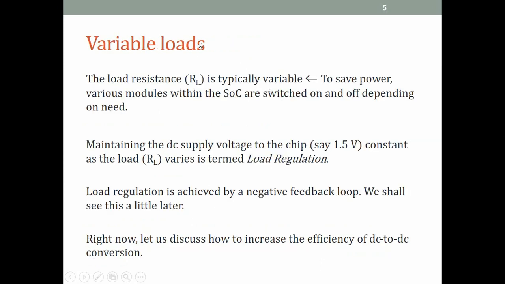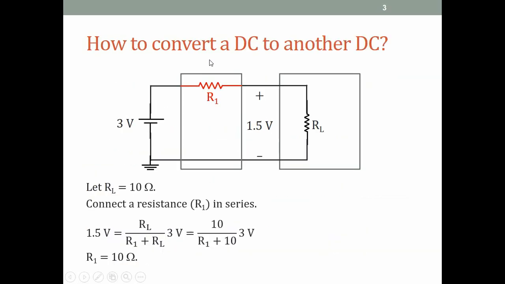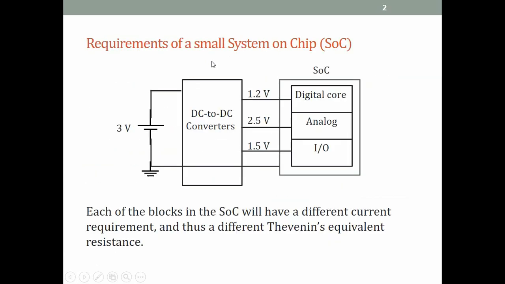Okay, now a little on the side, and then we'll come back to the question of efficiency. Typically, the load resistance RL is variable. The reason for this is, let us talk about the digital core. This is a digital core, which is of course an extremely large system. It will have millions and millions of transistors and many modules.